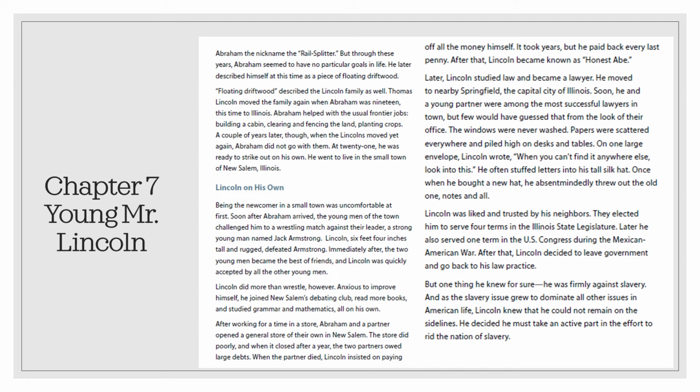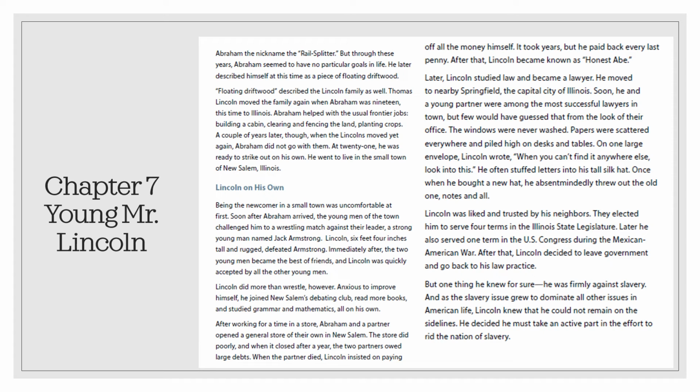When the partner died, Lincoln insisted on paying off all the money himself. It took years, but he paid back every last penny. After that, Lincoln became known as Honest Abe. Later, Lincoln studied law and became a lawyer. He moved to nearby Springfield, the capital of Illinois.